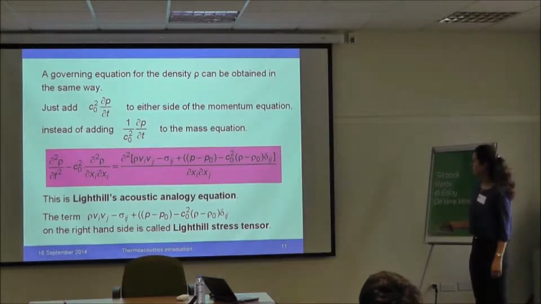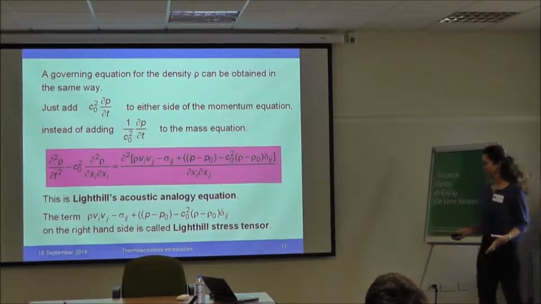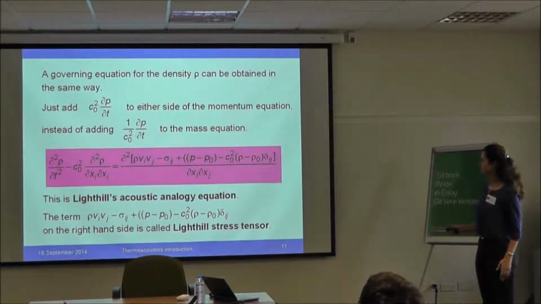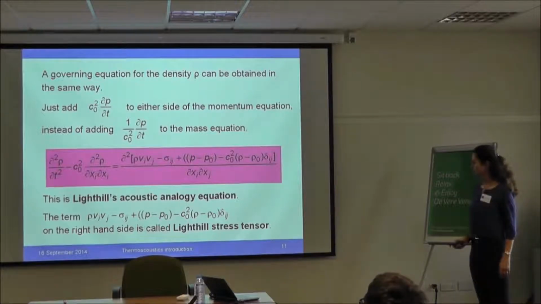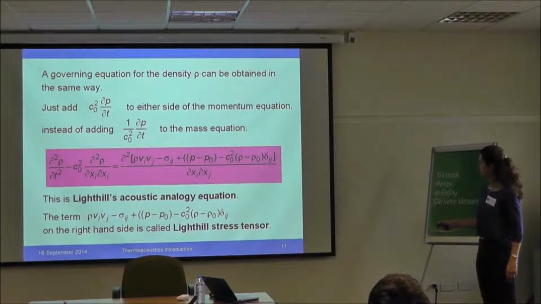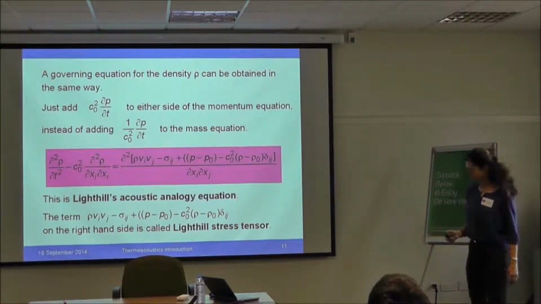And what you get when you do all this is a similar equation, which has on the right-hand side just this double derivative with respect to position x. And this is the original form of Lighthill's acoustic analogy equation. That's the classic form of it with this double derivative on the right-hand side. And the term that's being differentiated on the right-hand side, this term here, is called Lighthill's stress tensor.